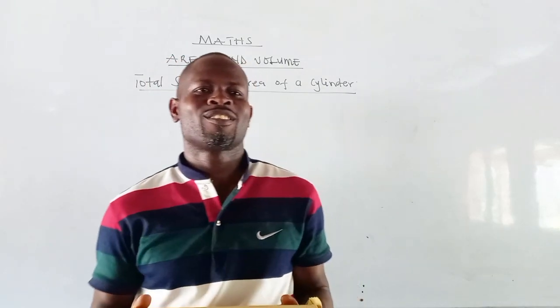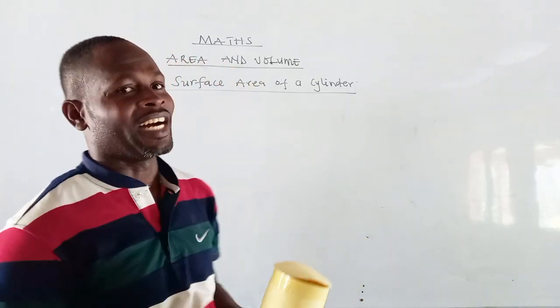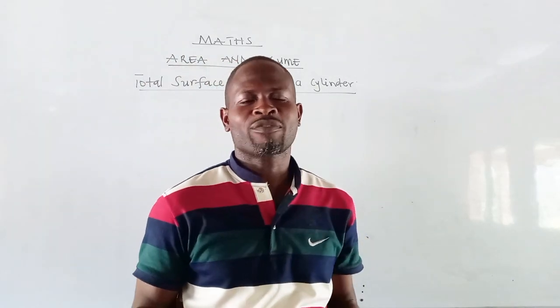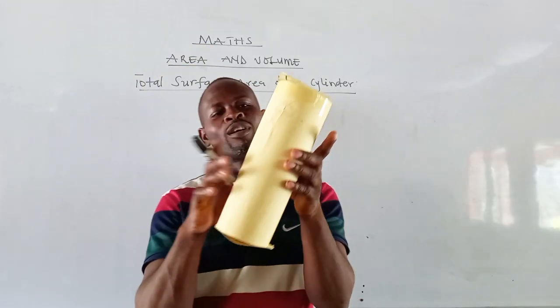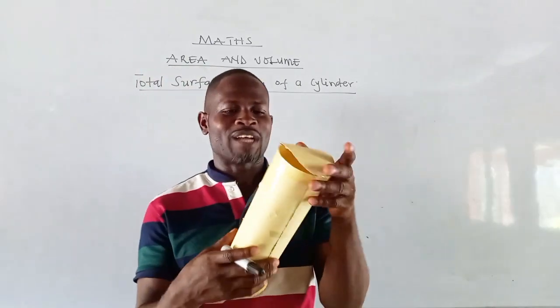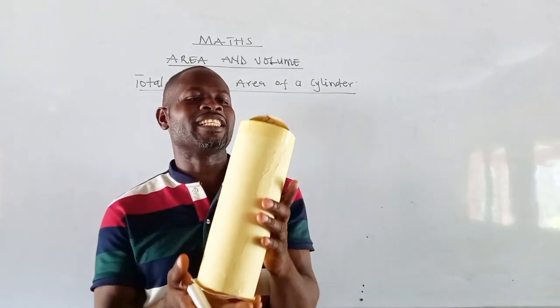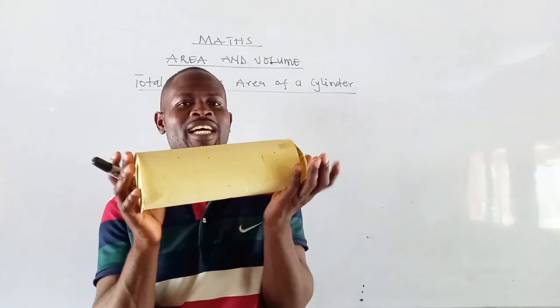Today I'm privileged to guide you to find the total surface area of a cylinder. First of all, we have to know what a cylinder is. As you can see, I'm holding something like a biscuit box, but it's not a biscuit box, it's a cylinder. This is an example of what a cylinder looks like.